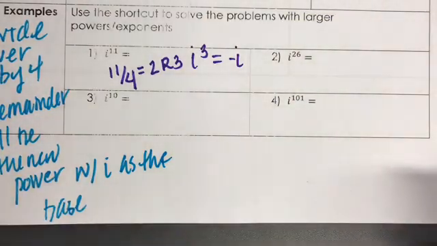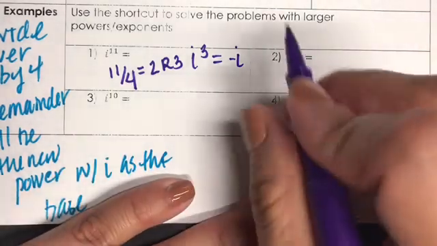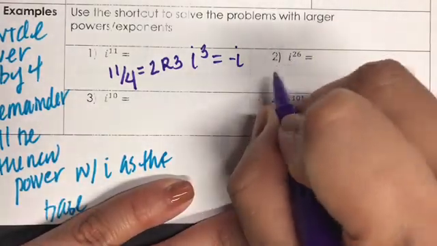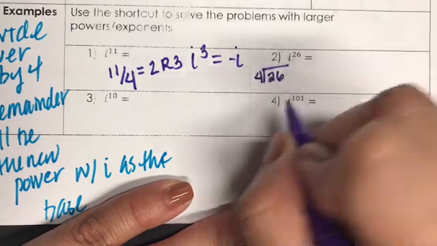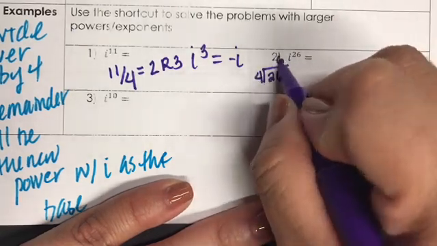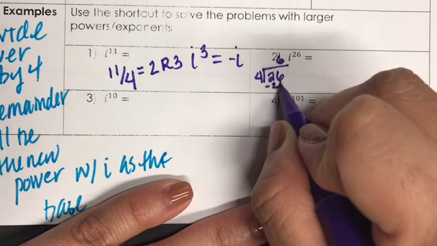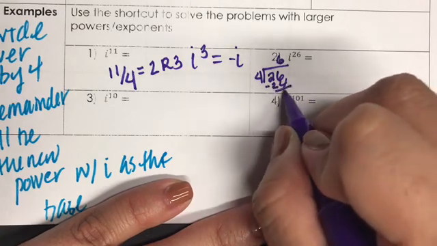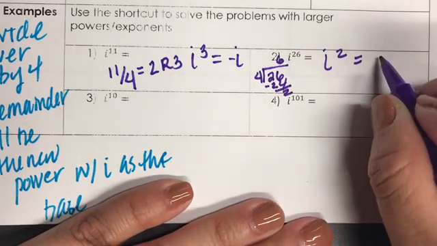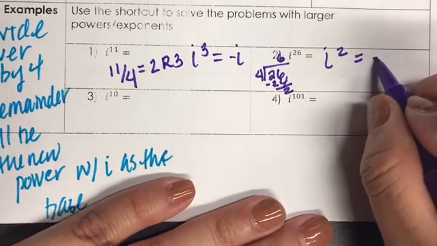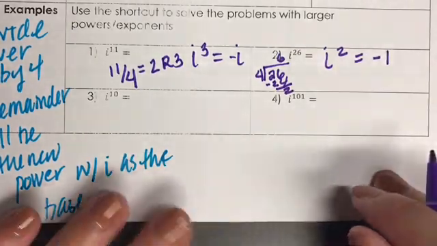Number 2, I can show with long division. So if I said i to the 26, I'm going to say 26 divided by 4. 4 goes into 26 6 times, so I'm going to subtract 24. My remainder is going to be 2, so I'm going to have i squared. i squared, if I look at my chart, is equivalent to negative 1.